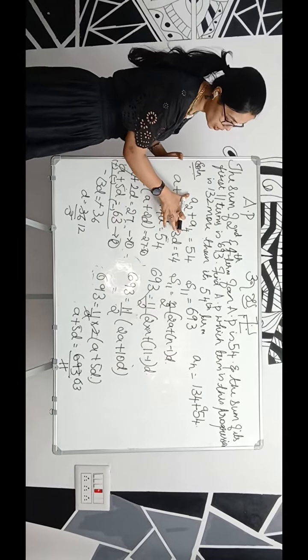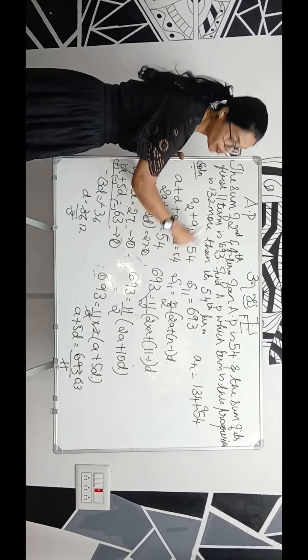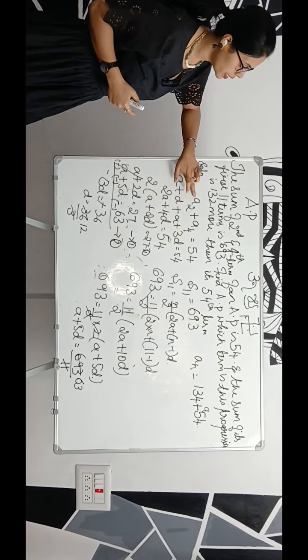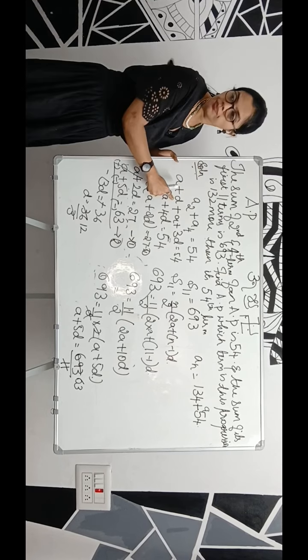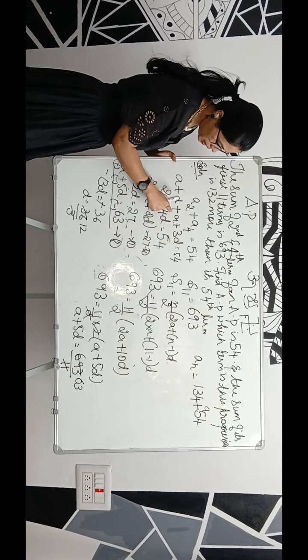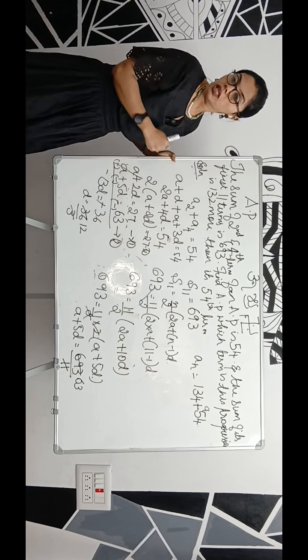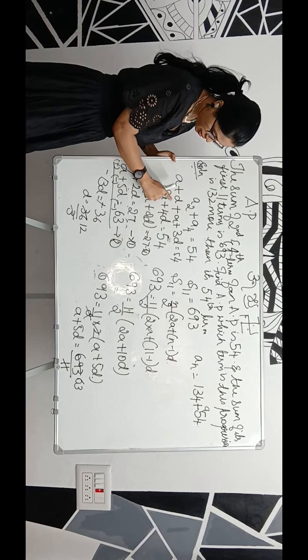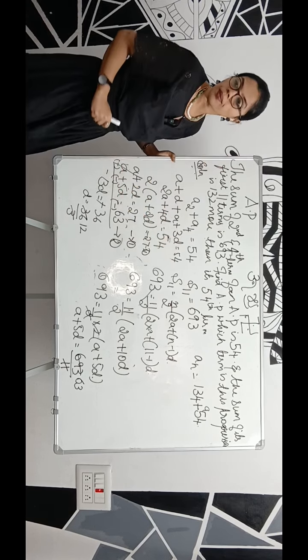According to the first statement, the sum of the second term and the fourth term is 54. How would we write the second term? A2 is written as A plus D. The second term is A plus D, plus the fourth term, which is A plus 3D, is equal to 54.